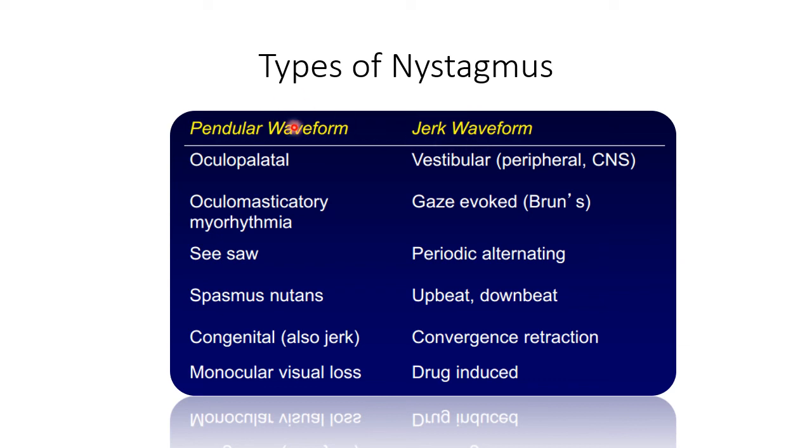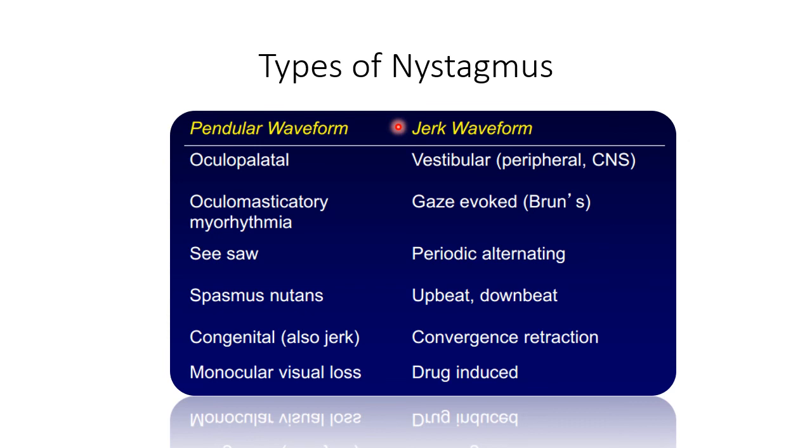Common nystagmus types which have pendular waveform include oculopalatal myoclonus, oculomasticatory myorhythmia, which is seen in Whipple's disease, seesaw nystagmus, as well as spasmus nutans, which is the combination of an asymmetrical shimmering nystagmus, head tilt and head nod seen in children. And then there's also congenital nystagmus, which is mixed pendular and jerk. And nystagmus can also occur with monocular vision loss, which can cause a monocular pendular form of nystagmus.